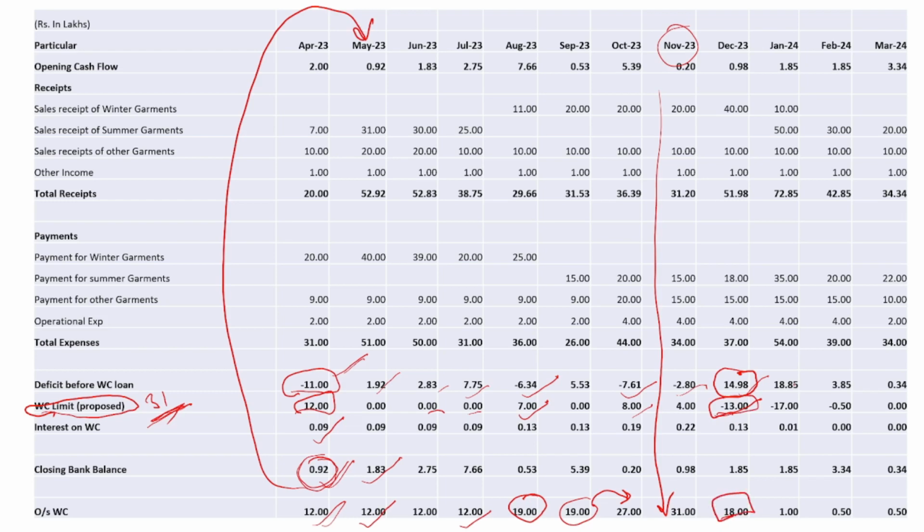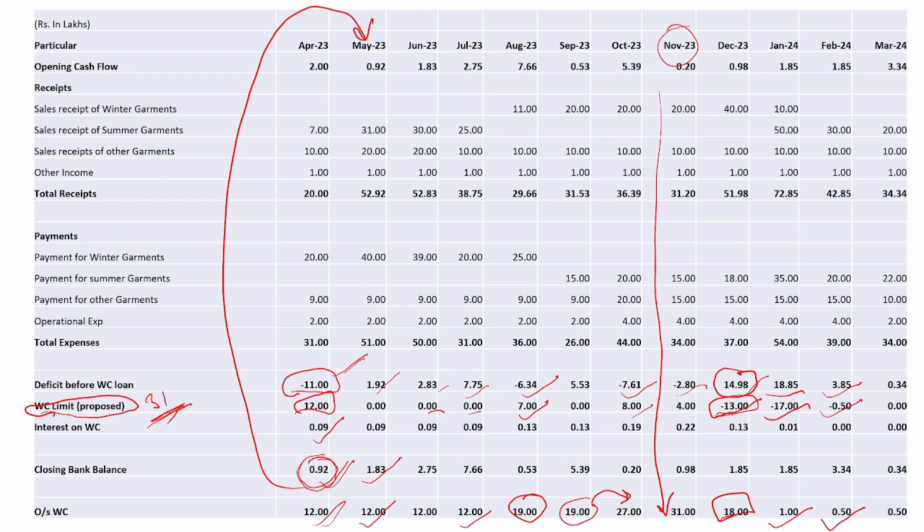Again, in January, it is a surplus of 18 lakhs. We have repaid 17 lakhs, and it becomes 1. Again in February, it is 3.85 lakhs. We have repaid 0.50, and it becomes 0.5.